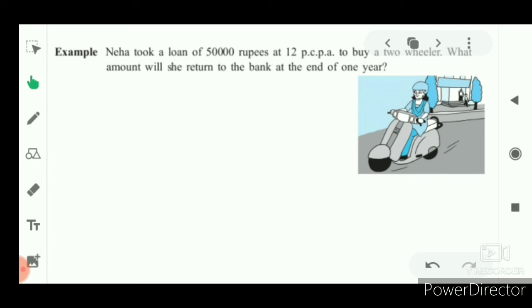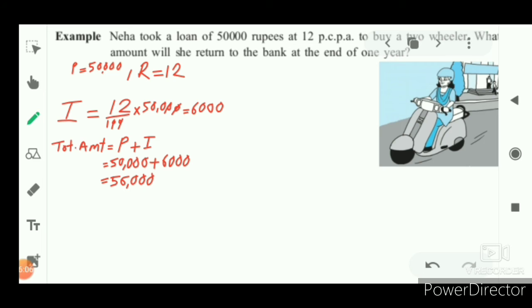Neha took a loan of 50,000 rupees at 12% per annum to buy a two-wheeler. What amount will she return to the bank at the end of 1 year? Okay, so let's see this example. So here the principal amount, जो उसने लोन लिया है, जो मेन अमाउंट है, प्रिंसिपल बेसिक अमाउंट है, वो है 50,000 is the principal amount P and the rate of interest is 12% per annum. Rate of interest R is 12%.